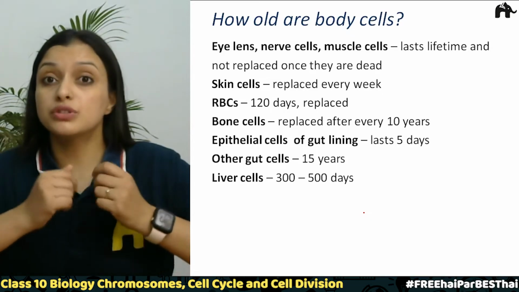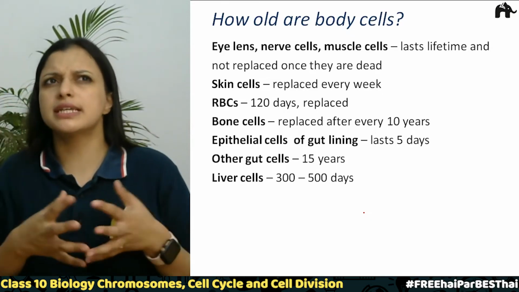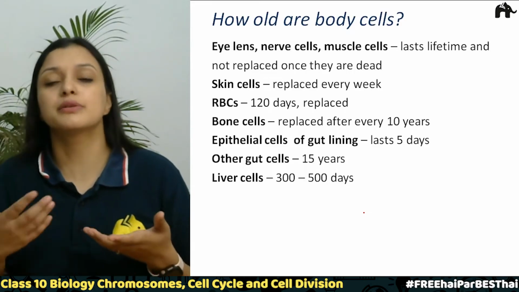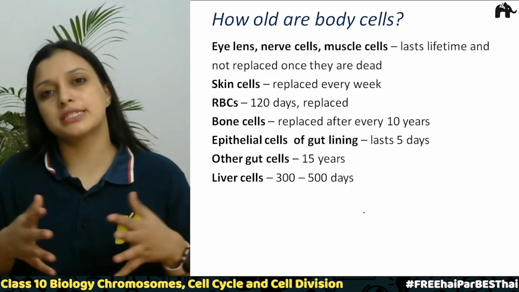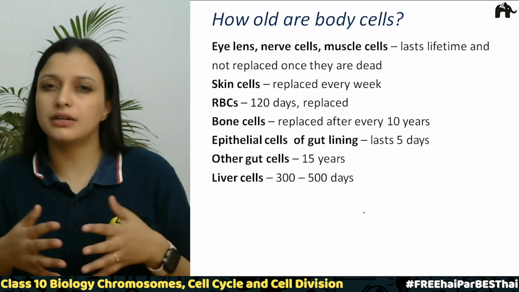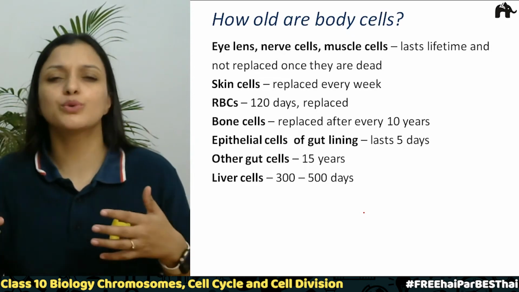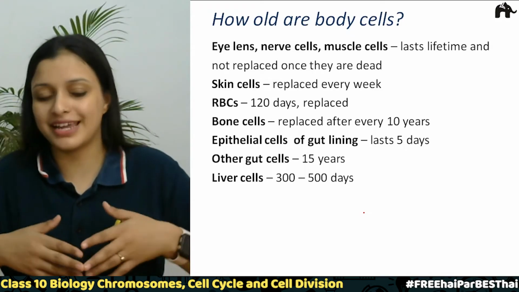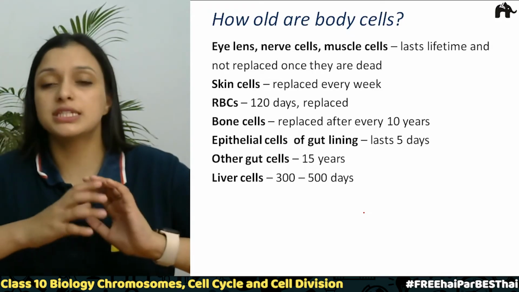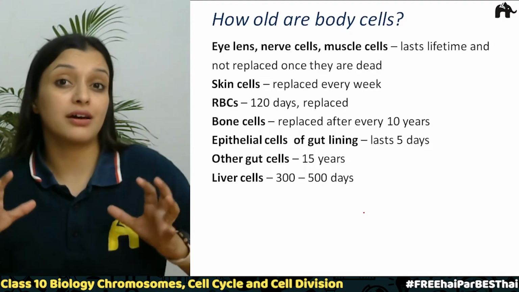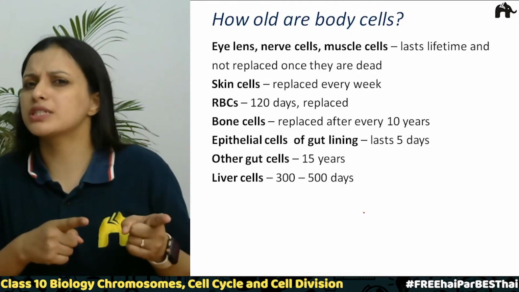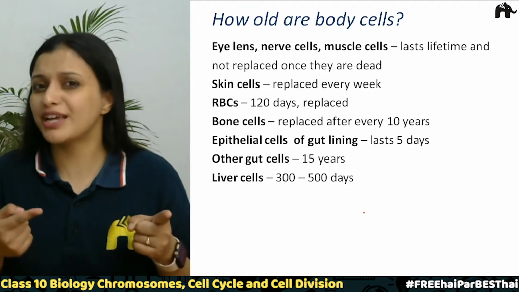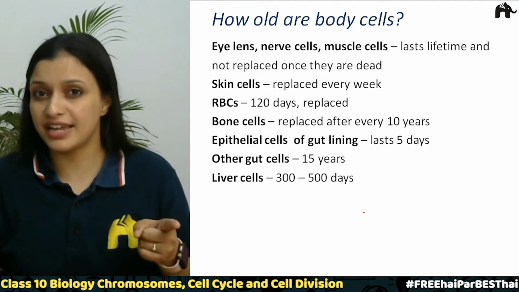Okay, then coming on to the liver cells. Liver cells generally live for 300 to 500 days, and after that they are replaced. So you can roughly say around 1 year or a little more than 1 year. These cells are replaced on a yearly basis, right? So this is all about how old our body cells are. Isn't it interesting to look into the detail of how often our body replaces our cells?